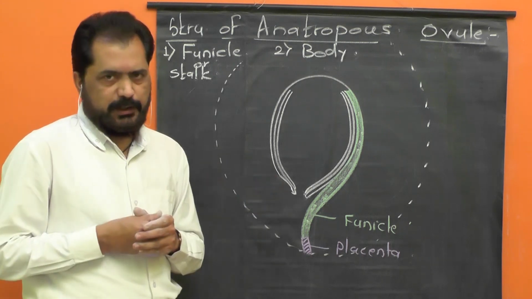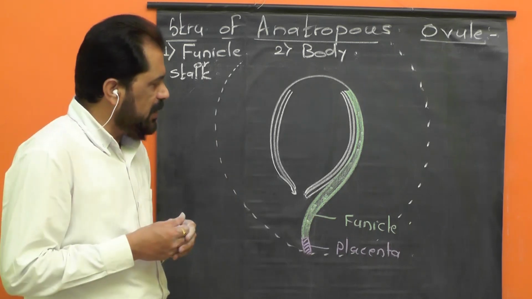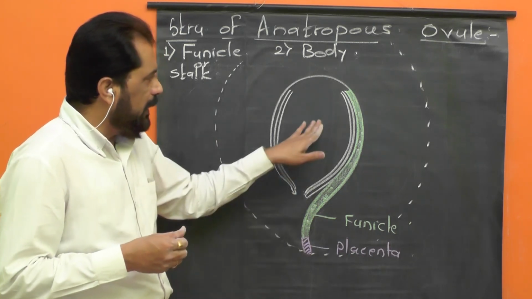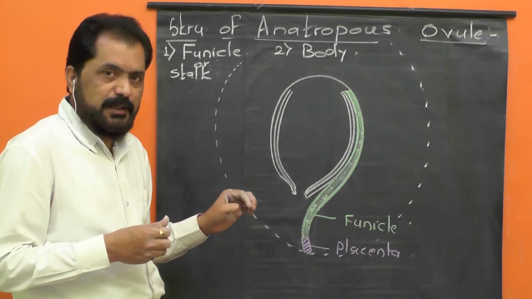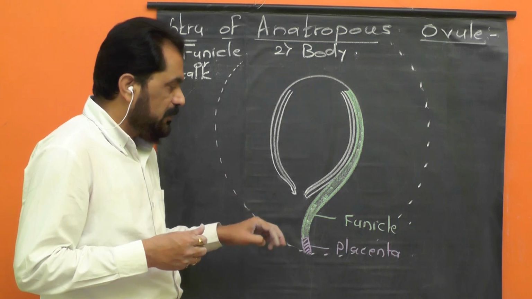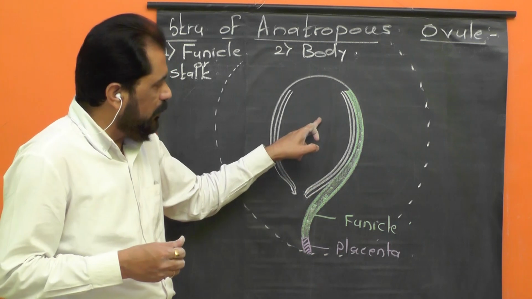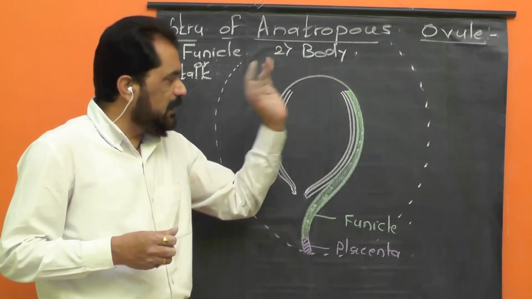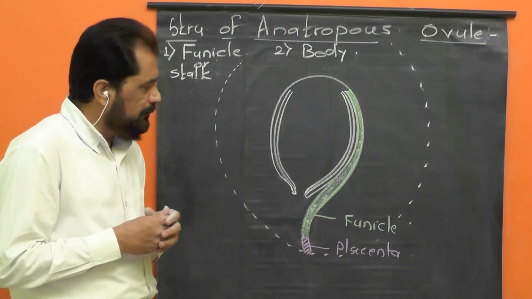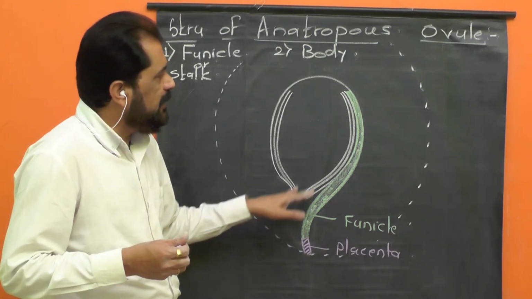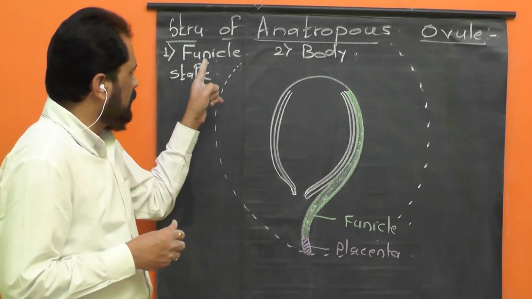Now the function of funicle, very simple. Funicle acts as the connecting bridge between the ovary wall and body. Second, the funicle is responsible for the conduction or transportation of nourishment from placenta up to the body, because this funicle contains the vascular tissue, vascular strand, that is xylem and phloem. And the funicle gives support to the body. So here we have discussed the funicle.